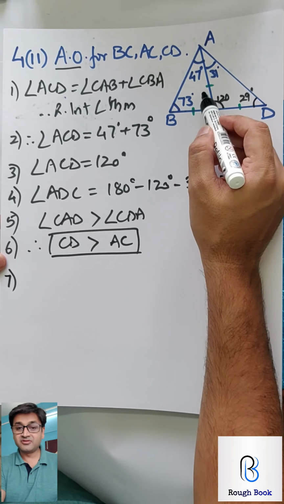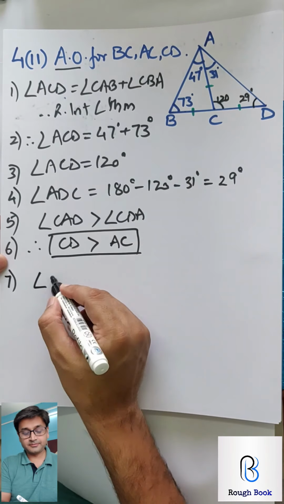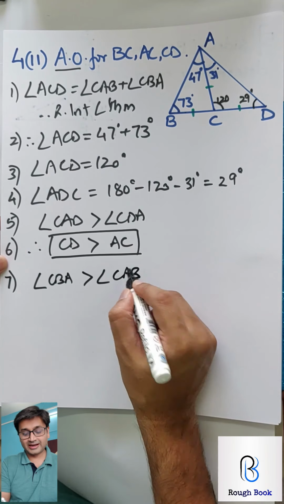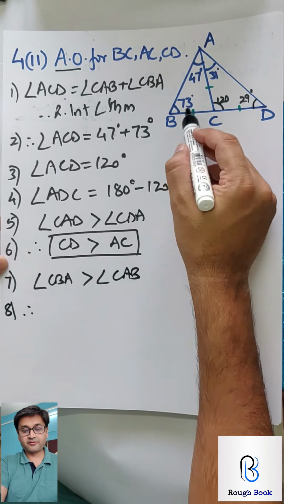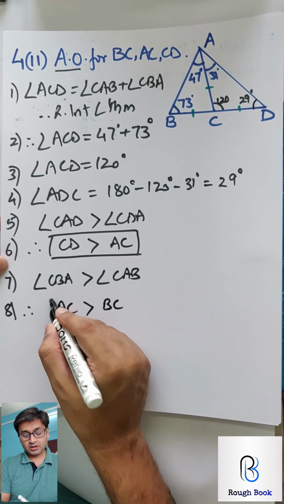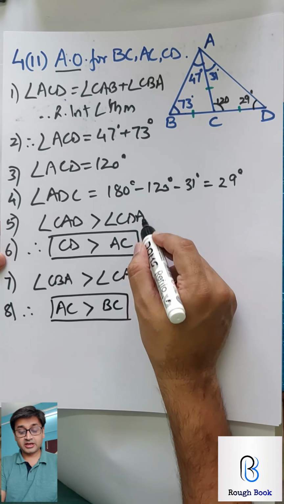Now AC and BC, which is greater, is what we need to connect. So directly say that CBA is greater than CAB because values are known, and therefore opposite to this is AC greater than BC. Okay, I have lost 1 mark already. Can you tell me why? Yes, because I wrote this.